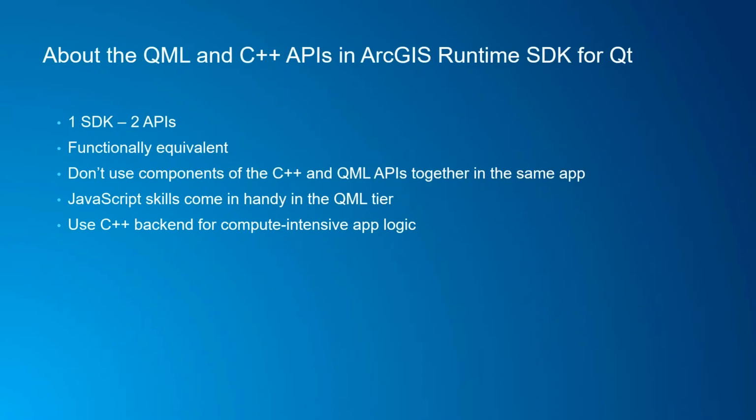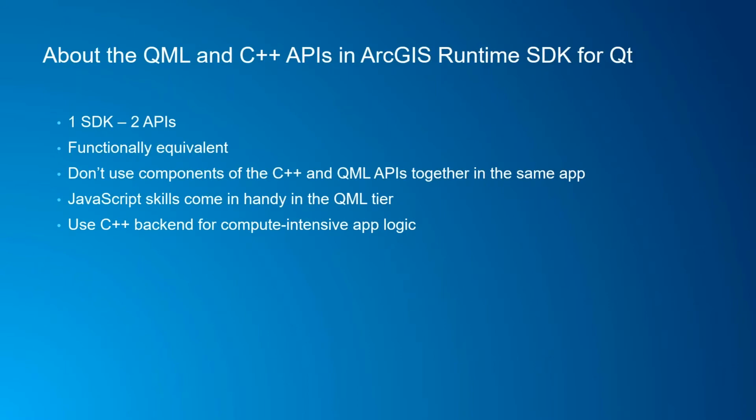And there are a few tips that we'd probably recommend here, with respect to using QML and C++ with respect to the ArcGIS Runtime. The ArcGIS Runtime SDK for Qt is one SDK, but it provides two APIs, as I mentioned. An API that's completely exposed in QML and one that's completely exposed in C++. They're functionally equivalent. So this is important to note that since they're functionally equivalent, you typically write your application either in QML or you write it in C++.